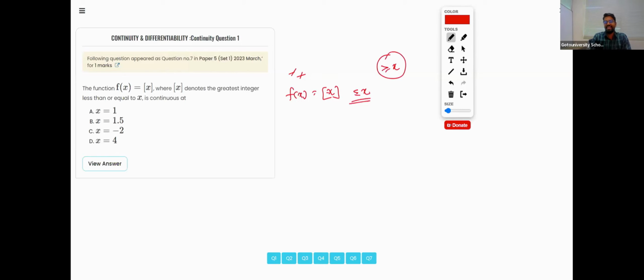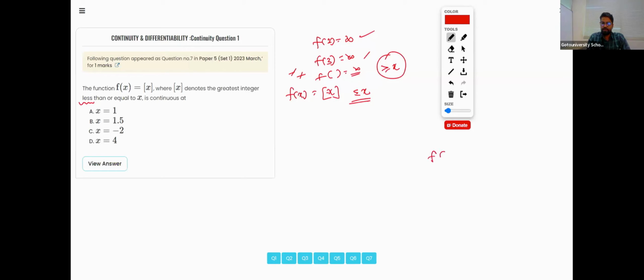No. If I say greatest integer more than x, then f of 2 will be infinity, f of 3 will be infinity, f of anything will be infinity. Why? Because the greatest integer more than anything is going to be infinity. That's why they're using the words greatest integer less than or equal to x. What do you mean by that?